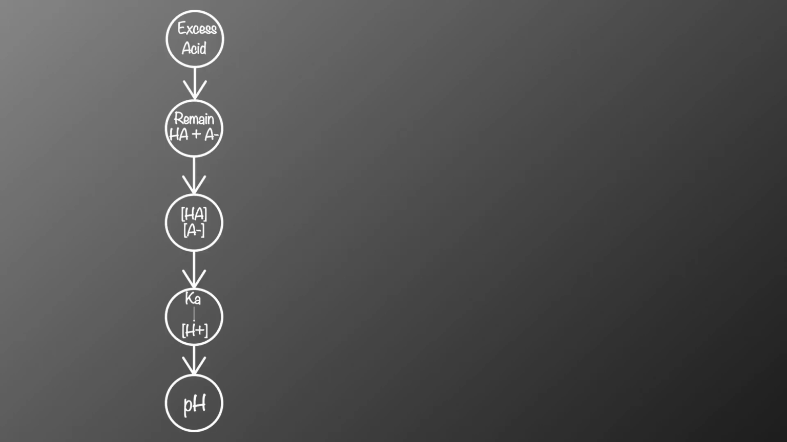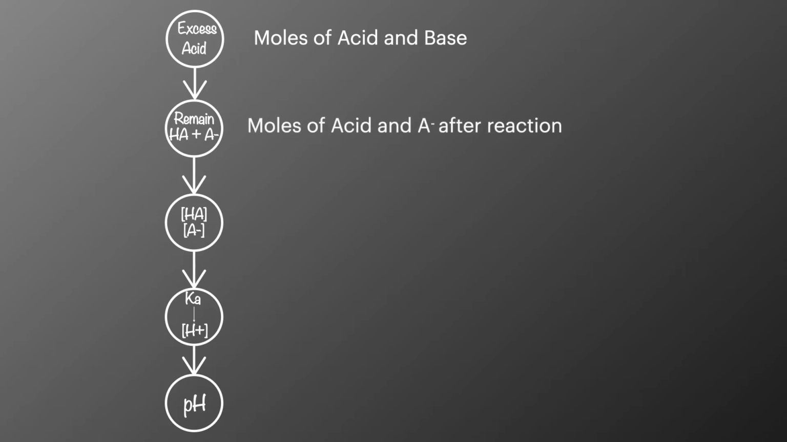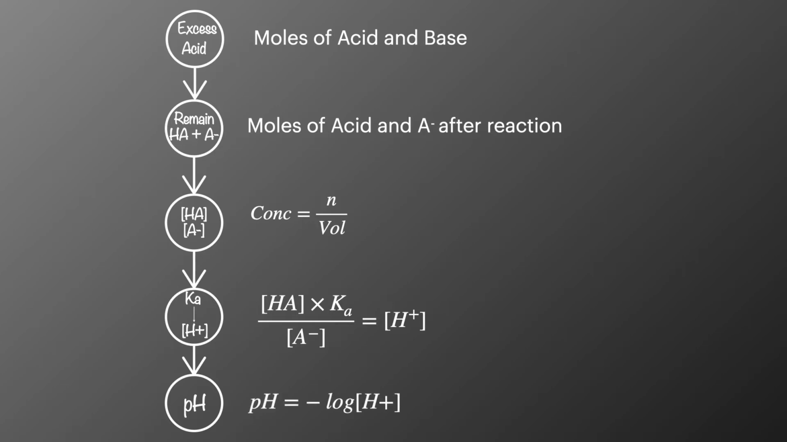So in this calculation we're going to go through several steps, the first of which is we're going to work out the moles of acid and the moles of base present and work out the excess. We're then going to work out the moles of acid and A- which are left in the solution after the chemical reaction. We're then going to use the equation concentration equals number of moles divided by volume, remembering that the volume has now changed because we've added an acid and a base together, so we'll now have new concentrations of acid and A- after the reaction. We'll then use the Ka expression, here it is in its rearranged form, to work out a value for H+. And finally we'll put that value in there with minus log hydrogen ion concentration to work out a value for pH.